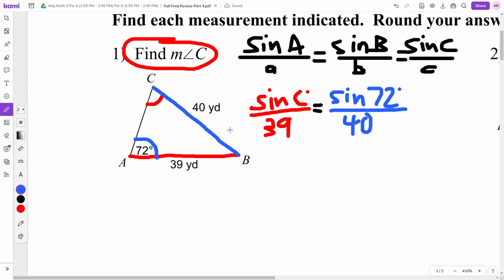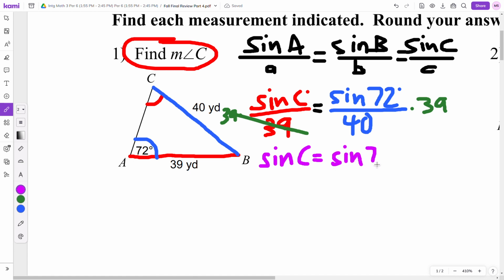And I do recommend that before evaluating that sine, you multiply by 39 to get the other sine by itself. It'll make your calculator work just a little bit nicer. So if you do that, what you get is, try to use just one color, sine of C equals sine of 72 degrees divided by 40 times 39.